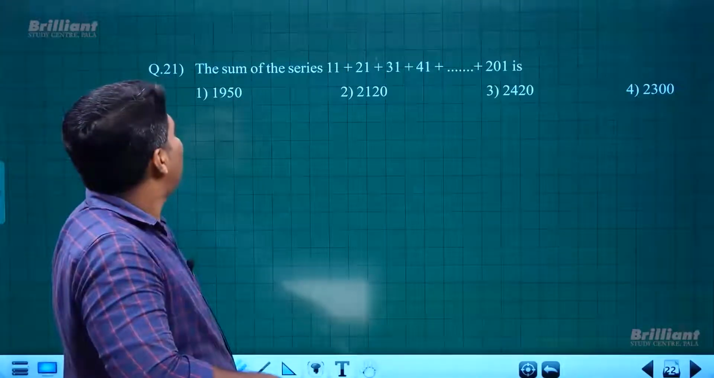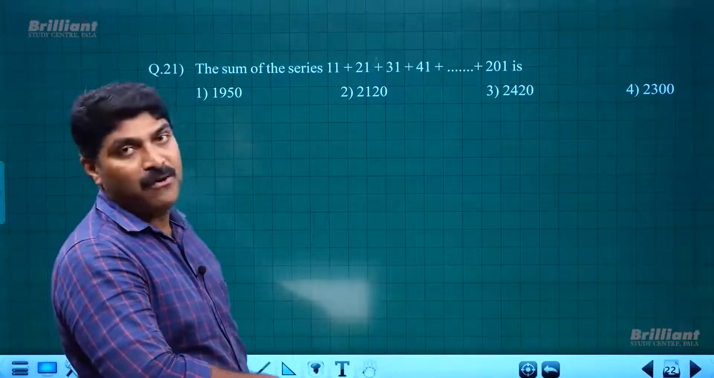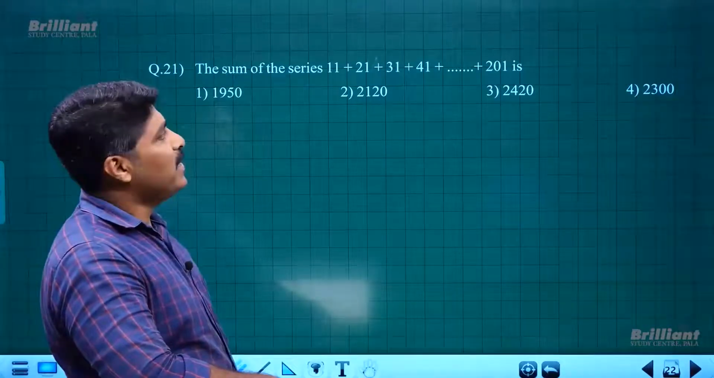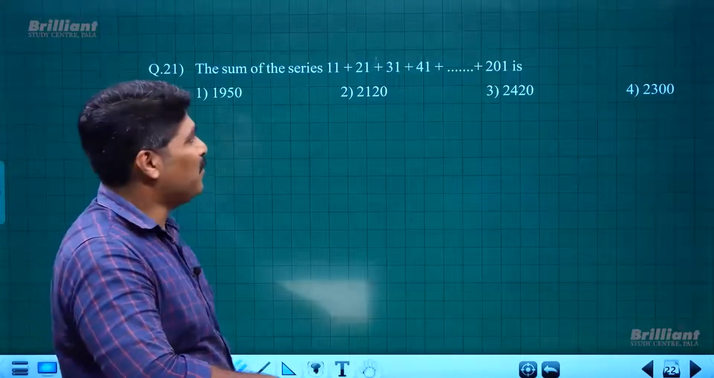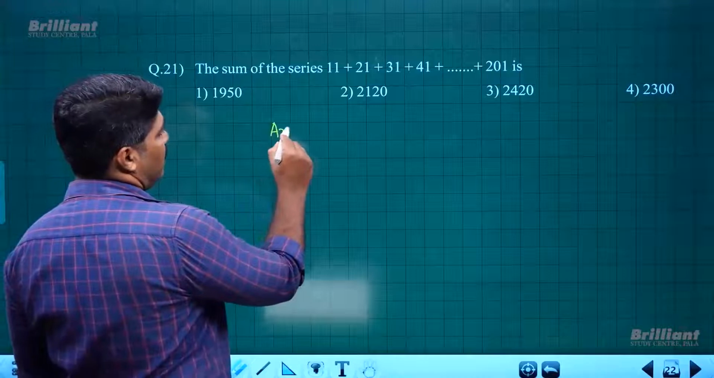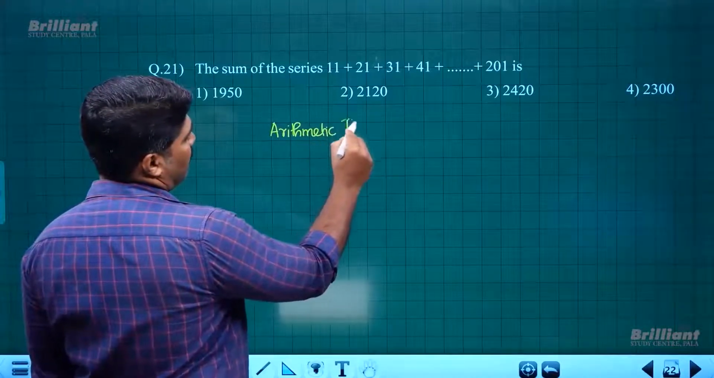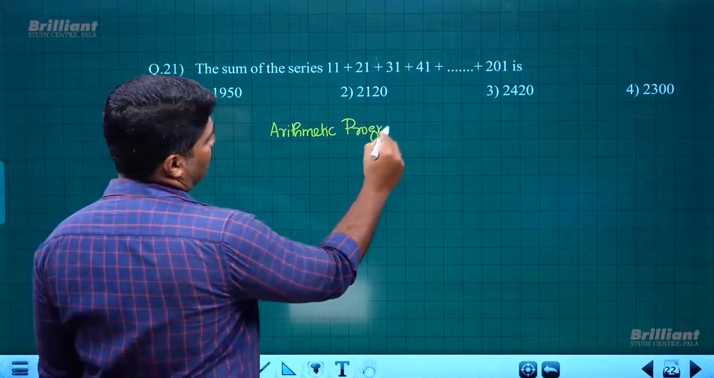Consider another silly question, a tricky question. It's a question from the area of progressions. Here 11, 21, 31, 41, etc., up to 201. So first of all, this is an arithmetic progression. We just consider the basic ideas of arithmetic progressions. So this is an arithmetic progression.